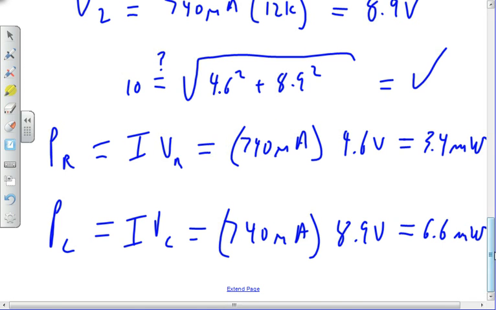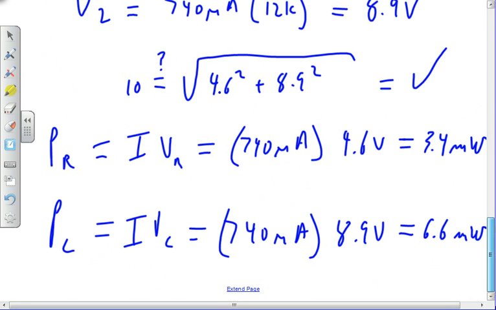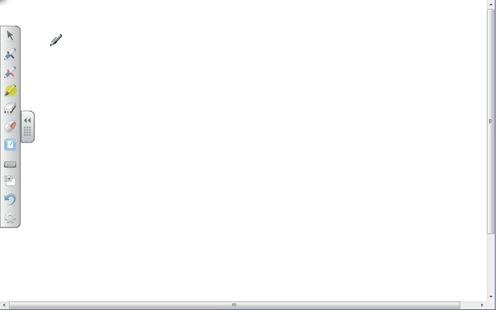All right, I guess I have to write those numbers up here. 3.4 milliwatts, 6.6 milliwatts. All right, done with 19. Number 27.